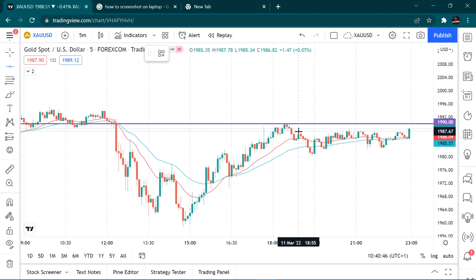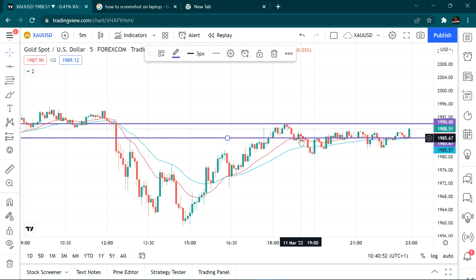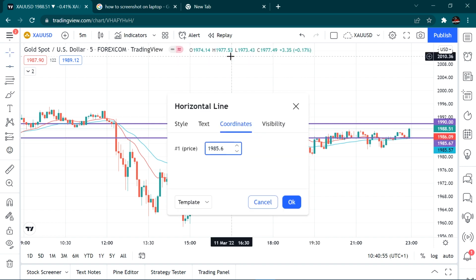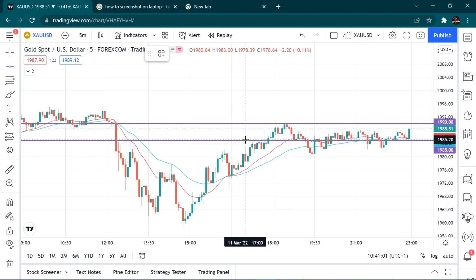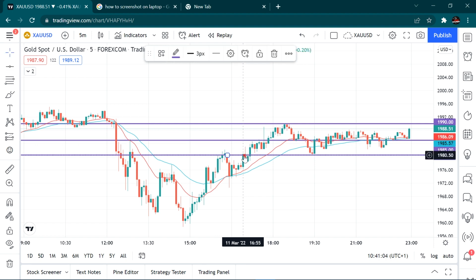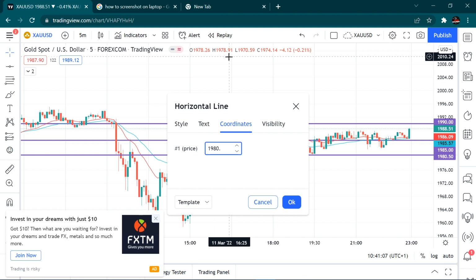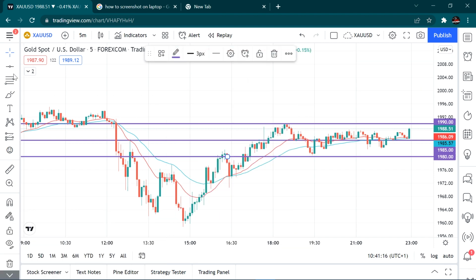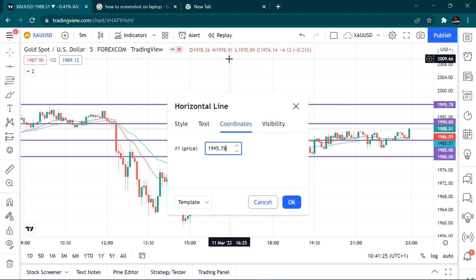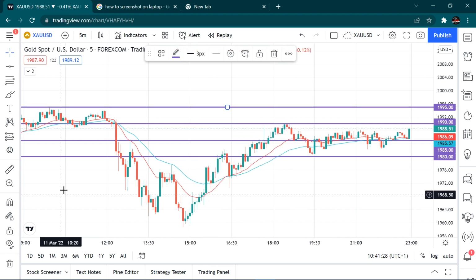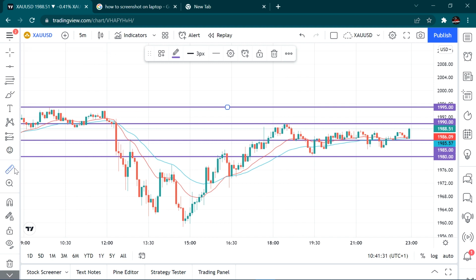It should be below, from 1990 down to 1985. So let's set it to .00 again. Now down again from 1985 to 1980.00. Those are psychology levels. Let's add more on top, from 1990 to 1995.00. Now if you use your ruler to calculate it correctly to see how many pips, you see that from one psychology level to another is 50 pips.